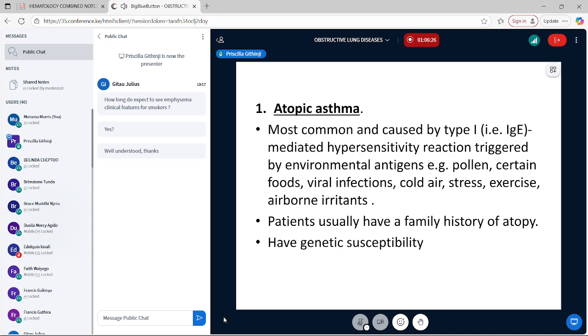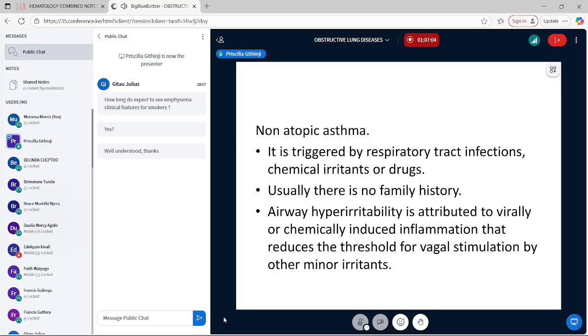And of course, I've said it is caused by a type 1 mediated hypersensitivity reaction. Type 1 or IgE mediated reaction that will be triggered by environmental antigens. This can be pollen, certain foods, viral infections, cold air, stress, exercise, airborne irritants, animal dander, there's so many things. And in patients who have atopic asthma, they usually have a family history of atopy. So there's usually that genetic susceptibility that will govern development of atopic asthma.